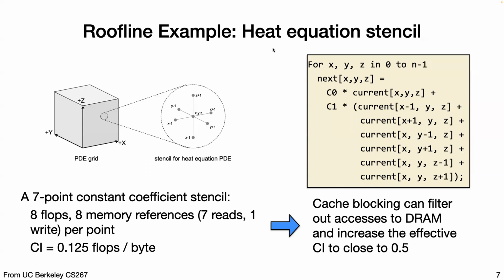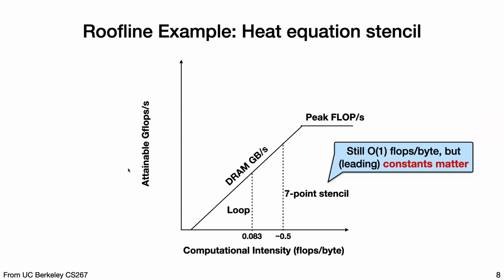Okay. Using something similar to tiling, you can increase the intensity by decreasing the access to DRAM. This is an example of where your stencil would fall on this roofline example. It's further right than the original loop, and it's still pretty low. This is still less than 1 flops per byte, but the constants matter, so you're further up on the roofline, so you can get more access to your gigaflops.